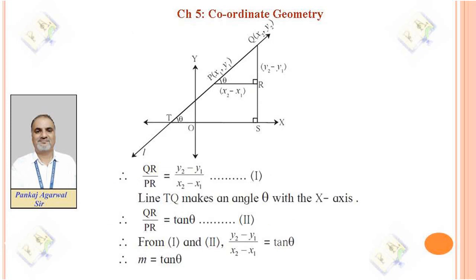Line TQ makes an angle theta with the x-axis. Therefore, tan theta can be calculated as QR upon PR. So, from equations 1 and 2, we can say that tan theta is (y2 - y1) upon (x2 - x1), which is nothing but the slope of the line. Hence, we can say that the slope of a line m is equal to tan theta.